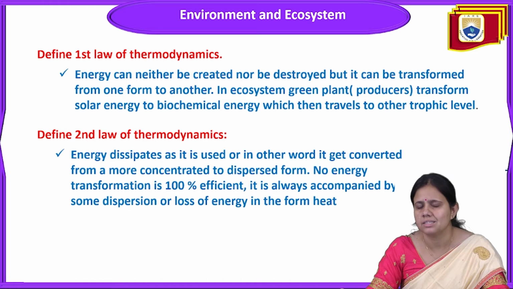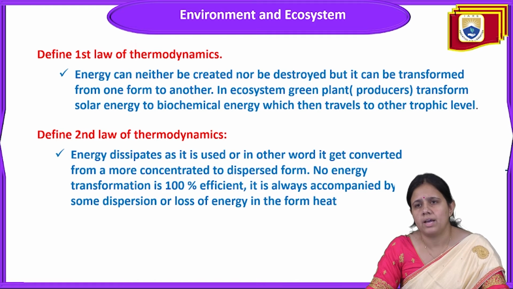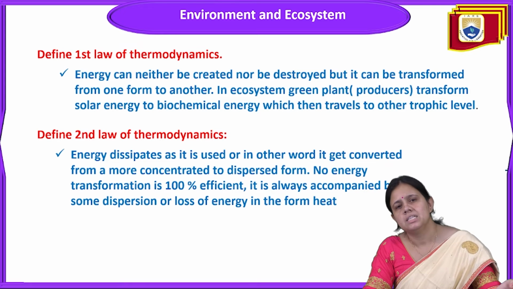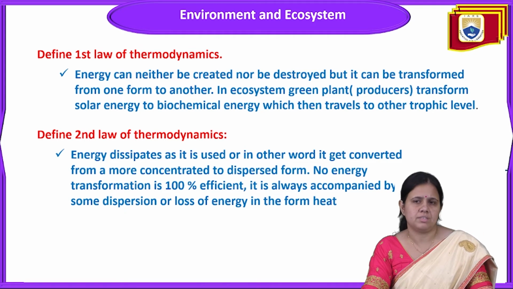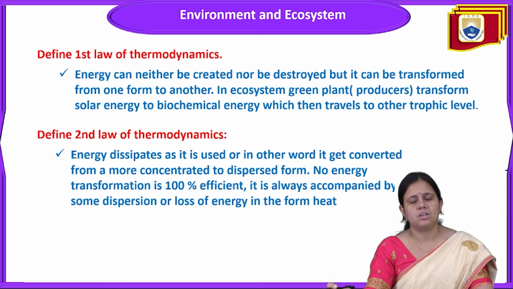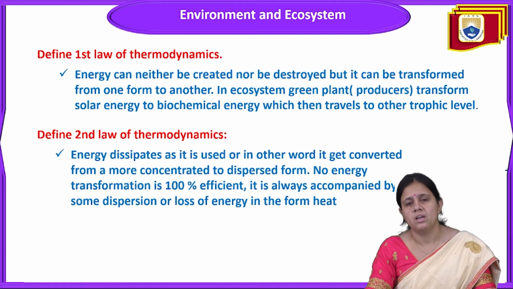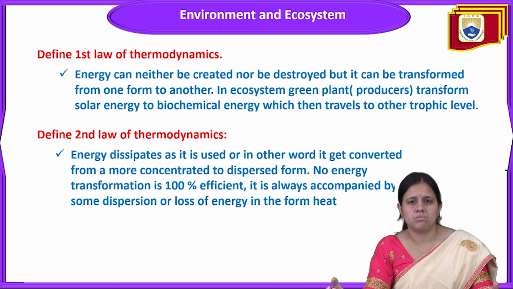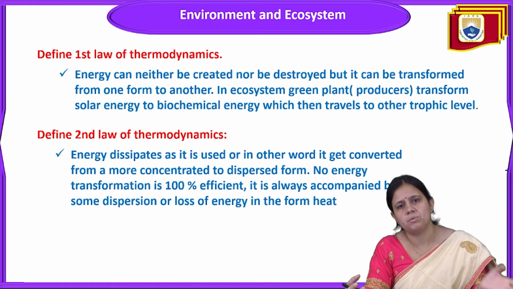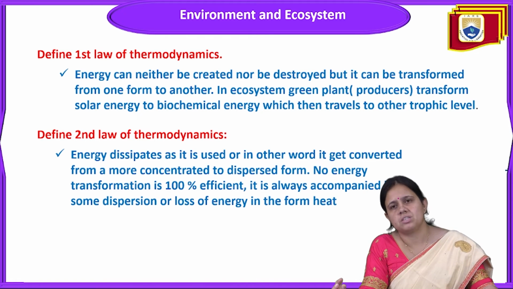If we consider the example of an ecosystem and a green plant, the green plant will transform solar energy into biochemical energy, and then this energy will travel to the next trophic level. So this is about the first law of thermodynamics. The first law states that energy can neither be created nor destroyed, only transformed from one form to another.